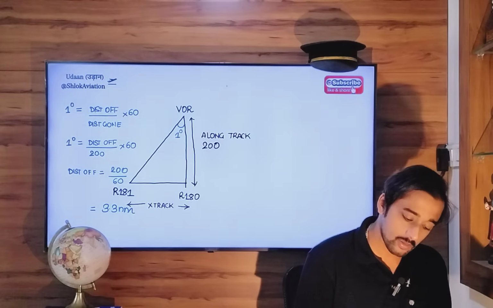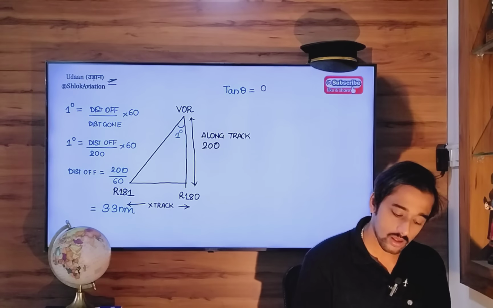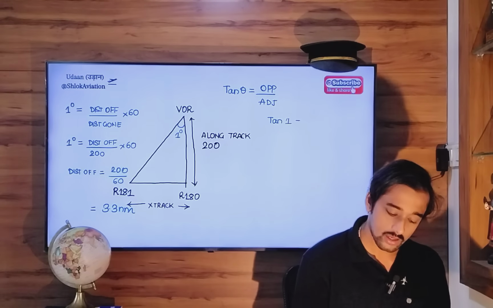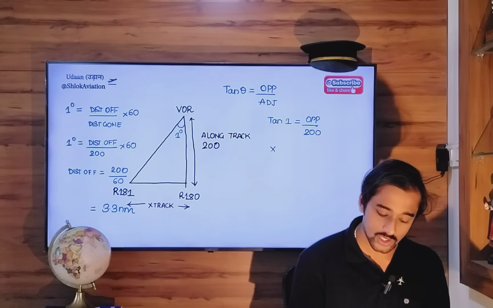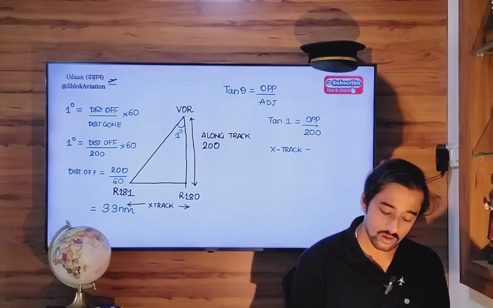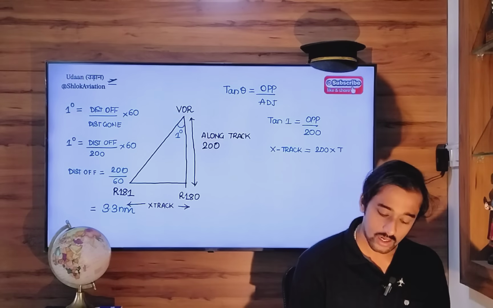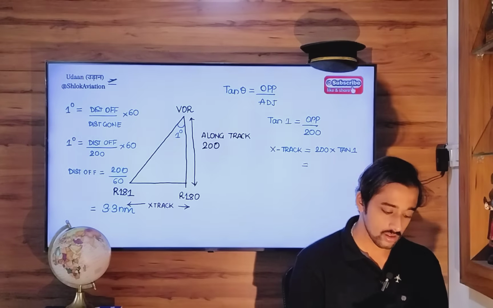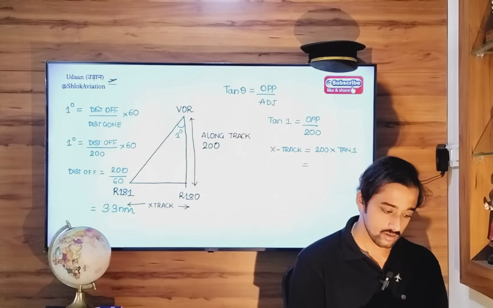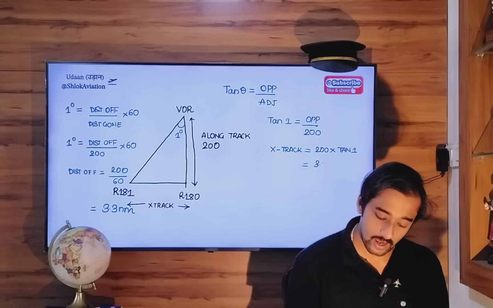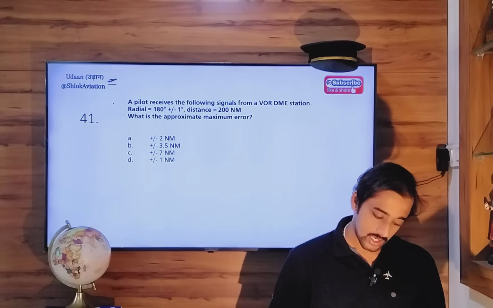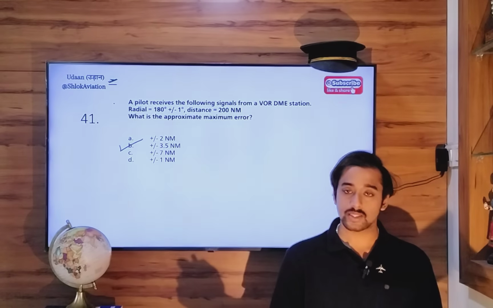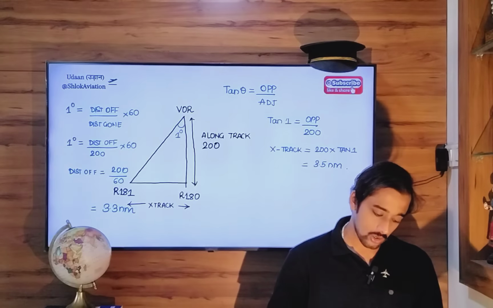Let's use tan theta formula. So tan theta equals opposite upon adjacent. So tan 1 is opposite, we have to find out. Adjacent is 200. So cross track distance equals 200 into tan 1, which is equal to 3.5 nautical miles. So 3.3, 3.5 more or less same. So correct option will be Bravo, plus minus 3.5 miles. Let's go to question 42.